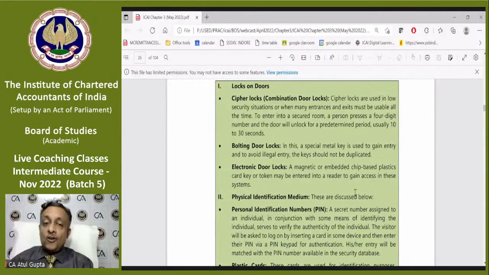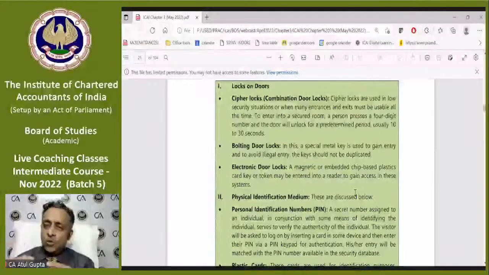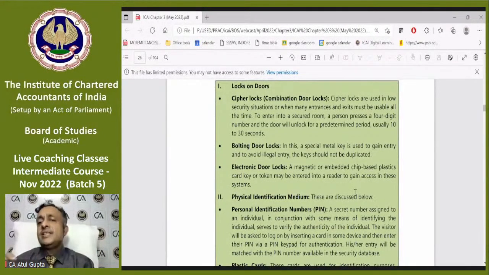So you can put a lock on door. The locks can be cipher locks, used in low security situations, when many entrances exist, must be usable all the time. To enter a secured room, a person presses a 4-digit number, door unlocks. In general hotels, 3-star and above, they don't give a room key, they give a card key. You touch that card key at the gate of the room, so it opens for you. So that becomes like an electronic door lock. So what you are answering, lock on door is preventive, detective, or corrective.